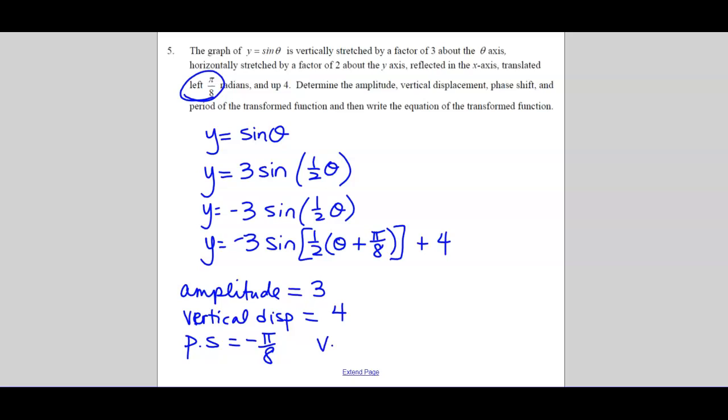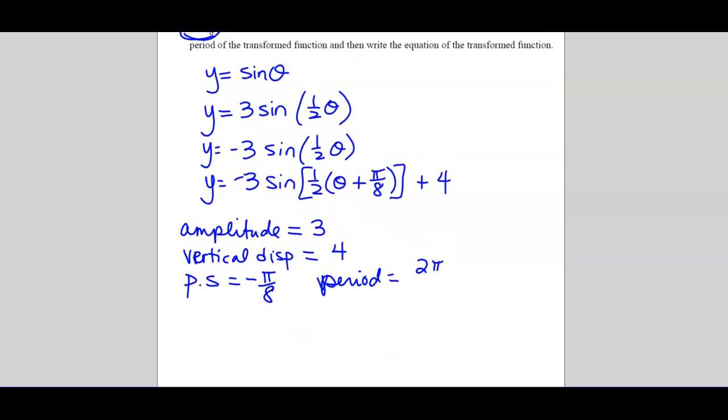Oh no, we did displacement. Period. Period is 2 pi. So I'm going to use radians because that phase shift, the horizontal translation, was in radians. There was no degree symbol. So 2 pi divided by a half is 4 pi.